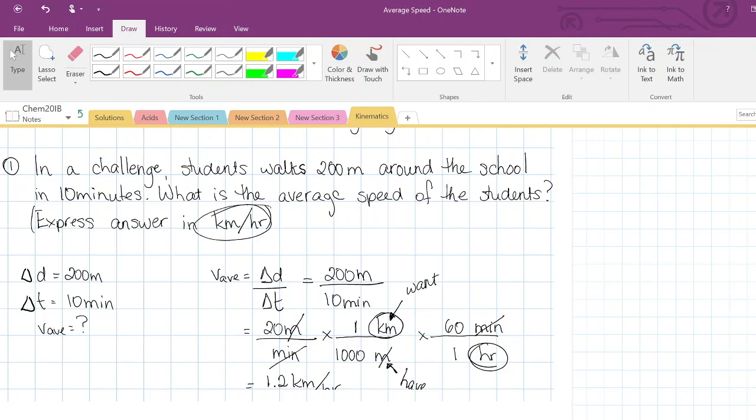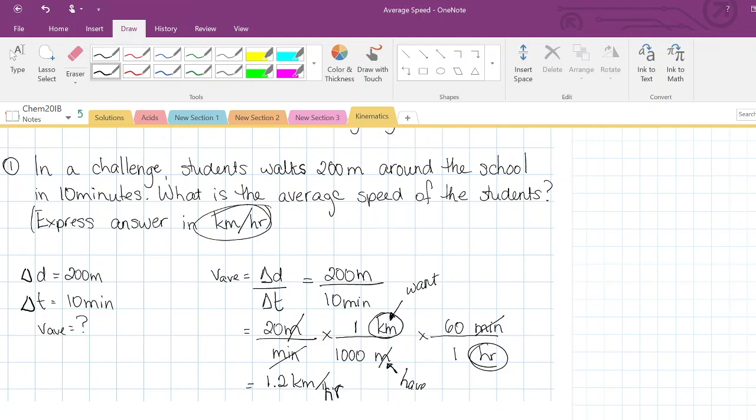So here's my 20 meters over 1 minute times, I know that in 1 kilometer, there are 1,000 meters. So I'm going to put my meters on the bottom so that they cancel out with the meters from the 20 meters. Now I want to get rid of the minutes, and I know that there's 60 minutes in 1 hour. Okay, and so that gives me hours on the bottom, and it cancels out my minutes, and I get 1.2 kilometers per hour. So that's the first method.